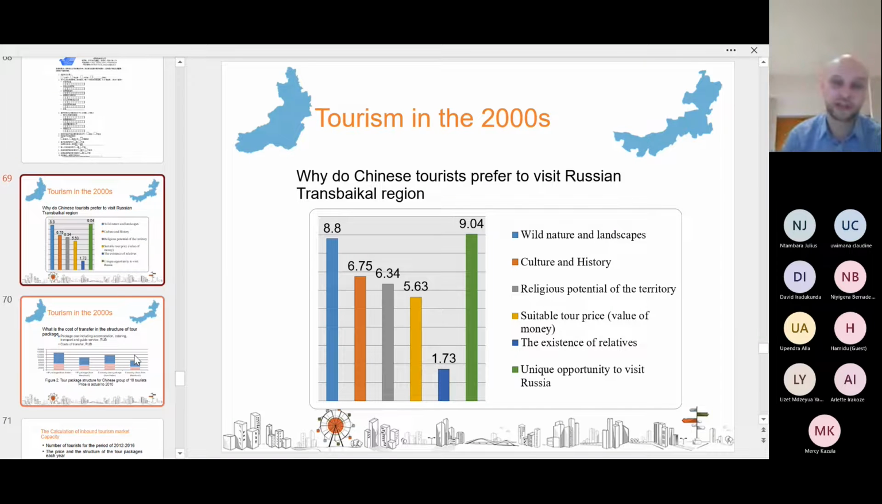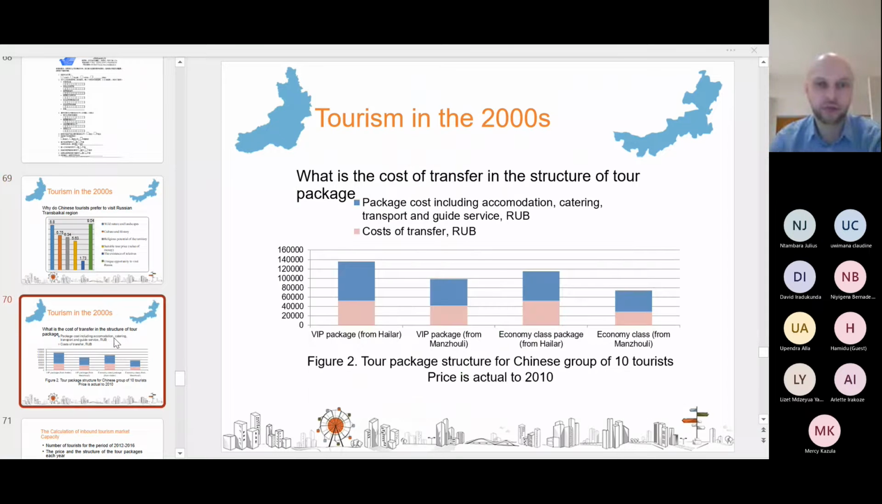And from 2014, it even became cheaper because of the drop of the Russian currency. The next thing that I would like to share with you is this diagram.